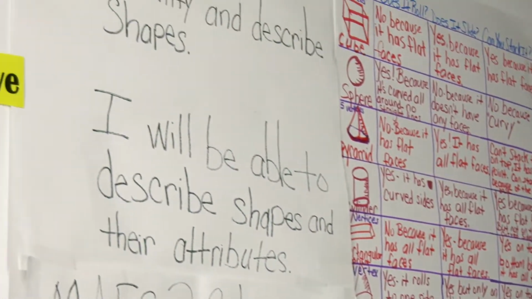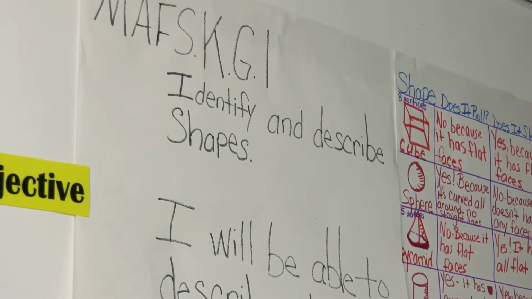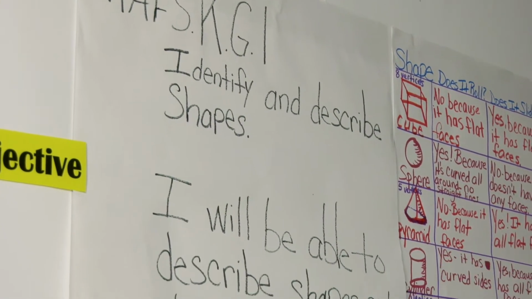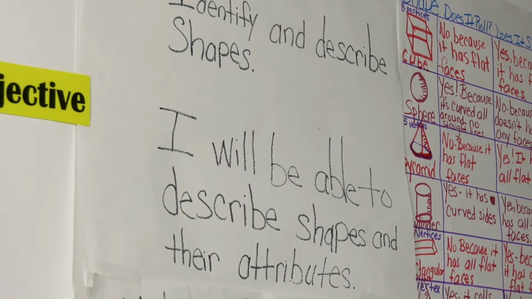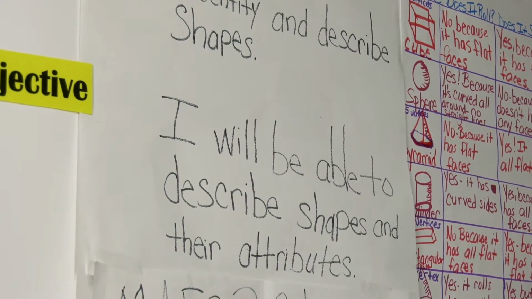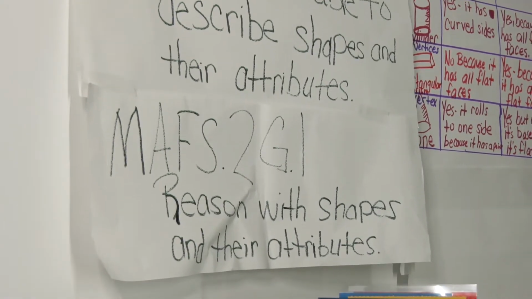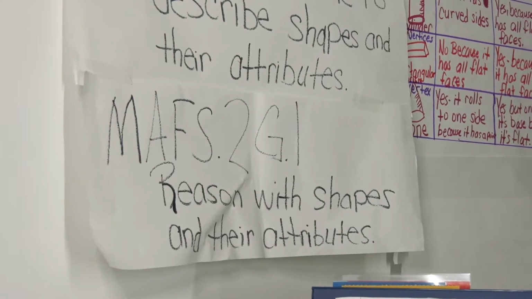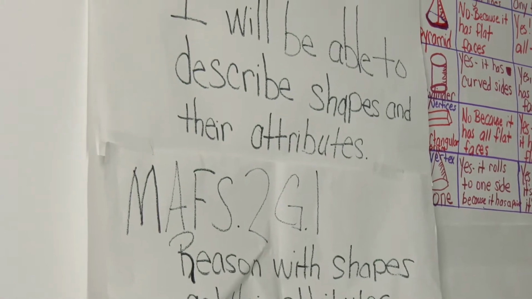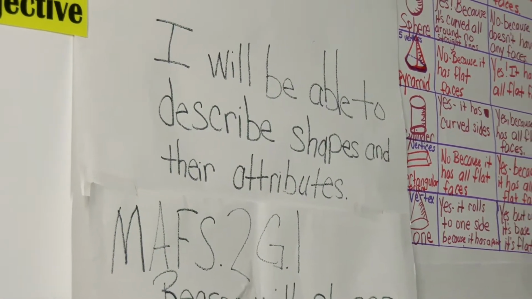Okay, this week it's our space week. So our standards for this week are MAFS.K.G.1, identify and describe shapes, as well as MAFS.K.G.2.1, reason with shapes and their attributes. And the objective is that you will be able to describe shapes and their attributes.